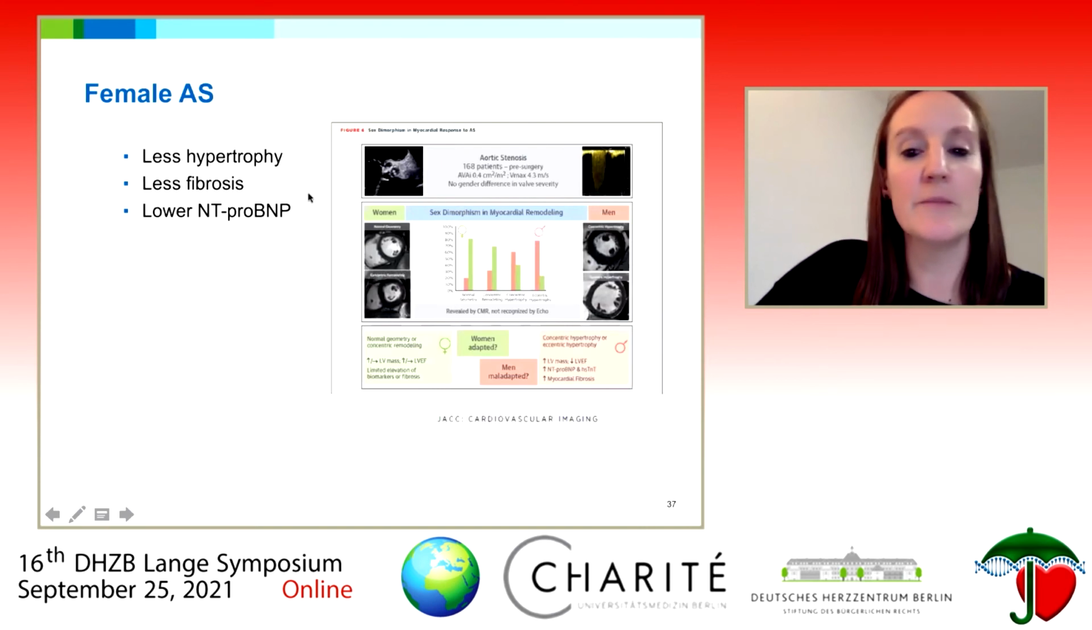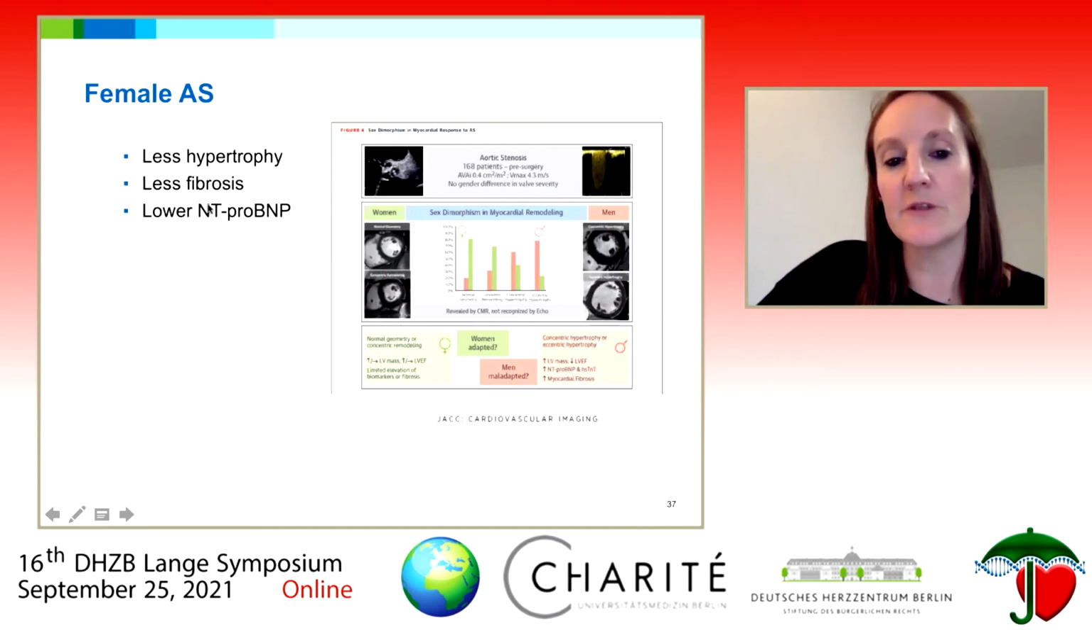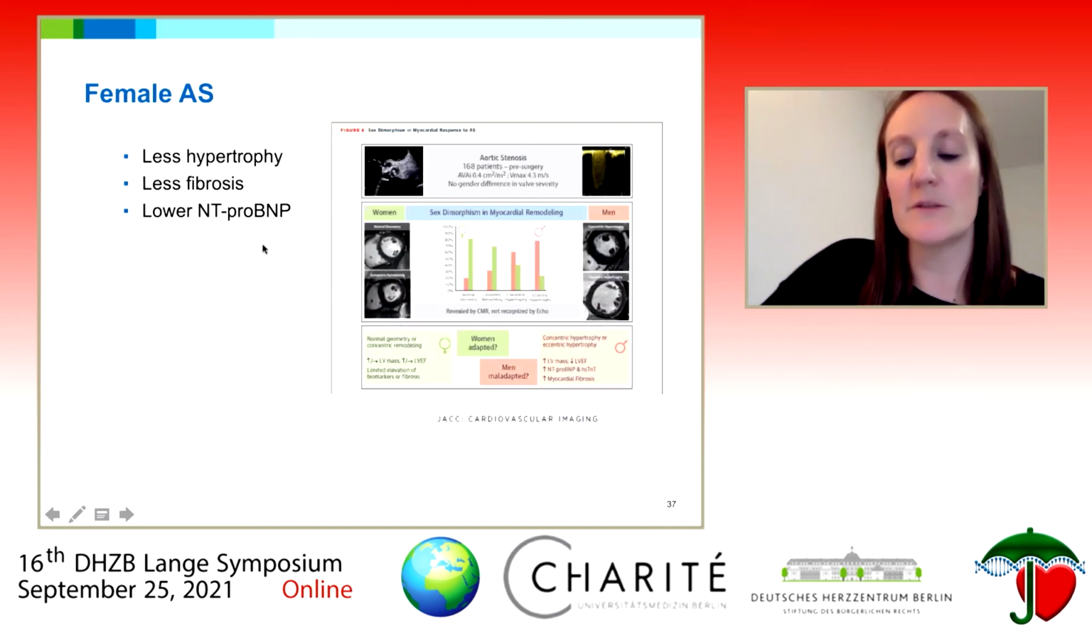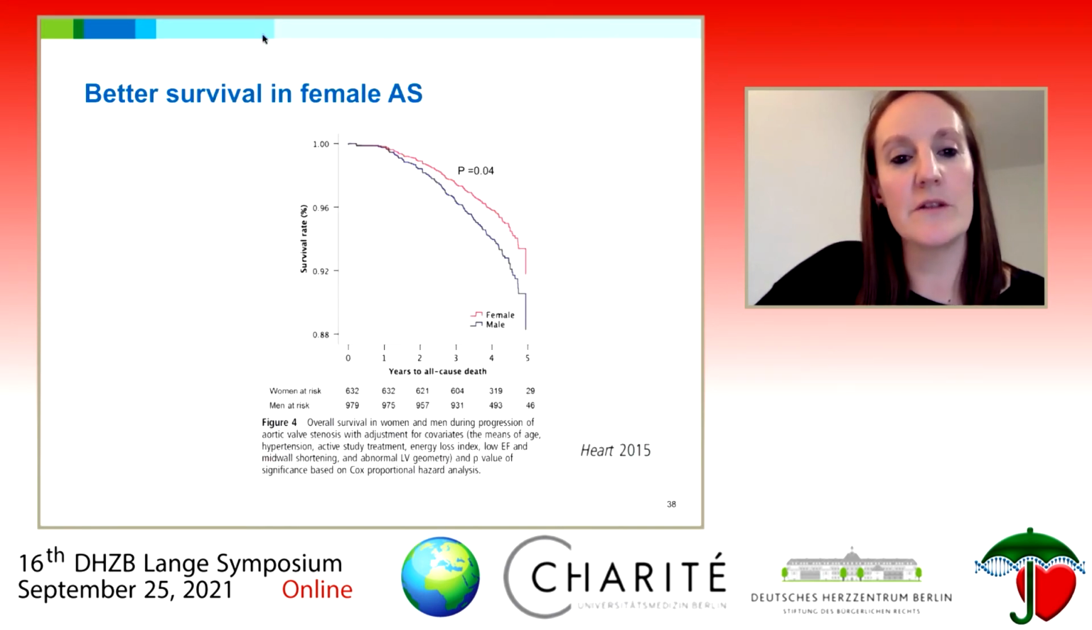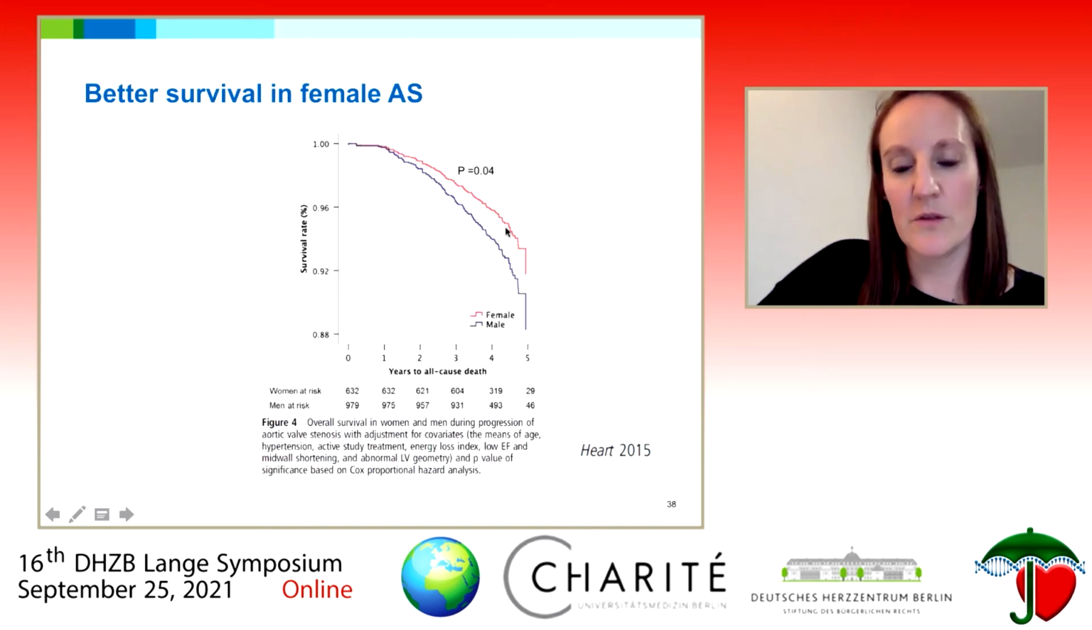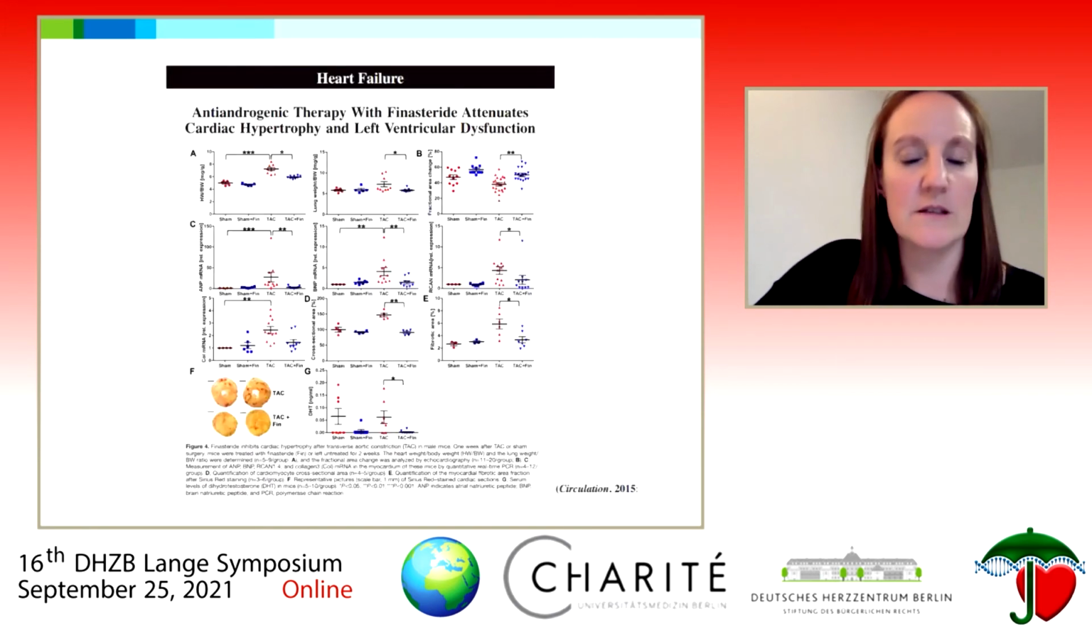And we know that female patients have less hypertrophy and less fibrosis and lower NT-proBNP levels. And we also know that the survival of female AS patients is better. So this suggests that female or male hormones might play a role in this hypertrophic response.